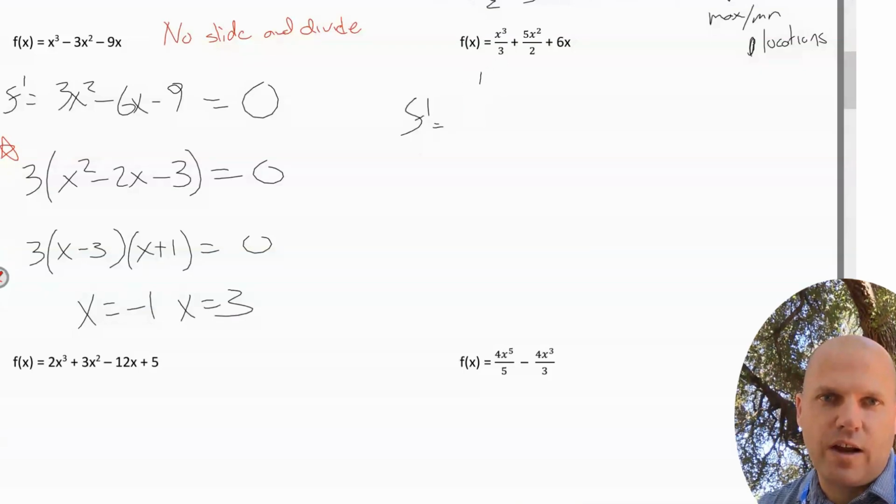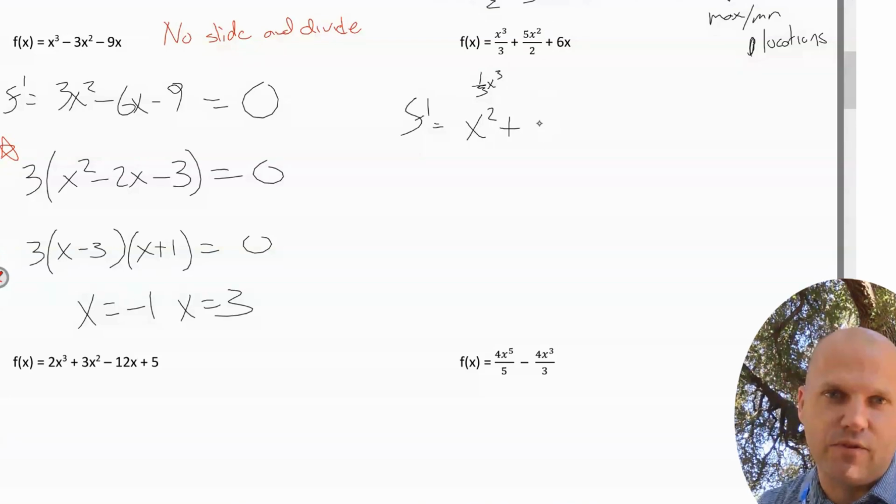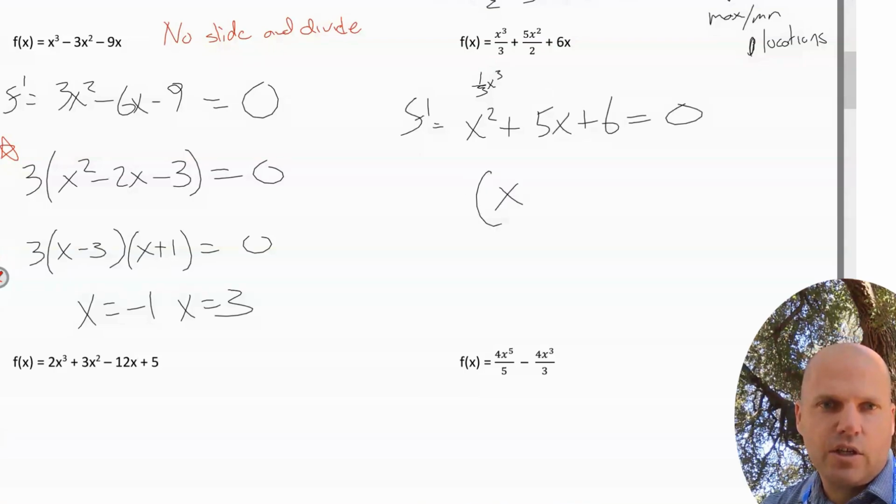Don't worry about the divided by 3. That's just 1/3 x cubed. So the 3 comes down, multiplies by the 1/3. You just get x squared. The 2 will come down, get multiplied by the 1/2. You'll get 5x. The 6 will come down. Boom. I can just factor this.